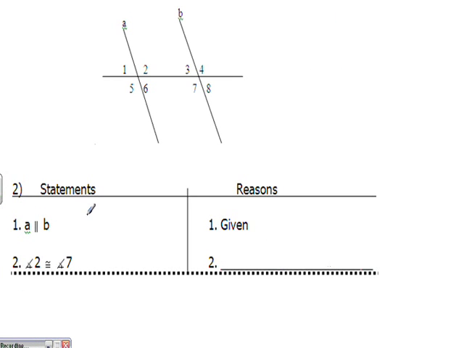All right, we have A is parallel to B, that is our given, and we need to say that angle 2 is congruent to angle 7. Please fill in the blank and come back and check and see if you're right. Okay, so you should have gotten: if parallel, then alternate interior angles are congruent.